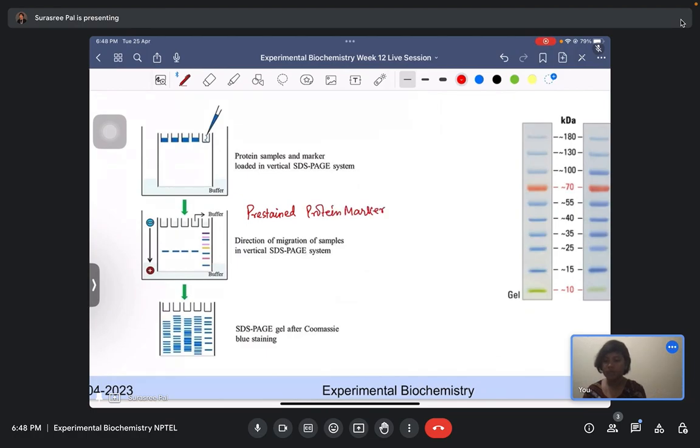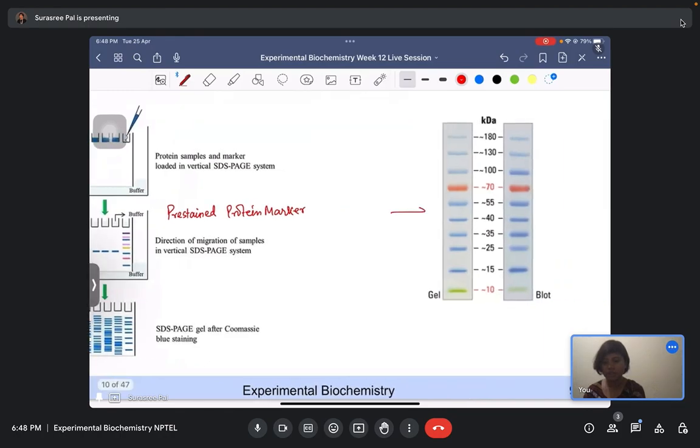Why do we use a pre-stained protein marker? So it looks like this. So this is a pre-stained protein marker. You can see that, as you know, protein markers have specific proteins of specific molecular weight, and when they are run in the gel and separate by their molecular weight, we can have an estimate of the molecular weight of our sample, right?